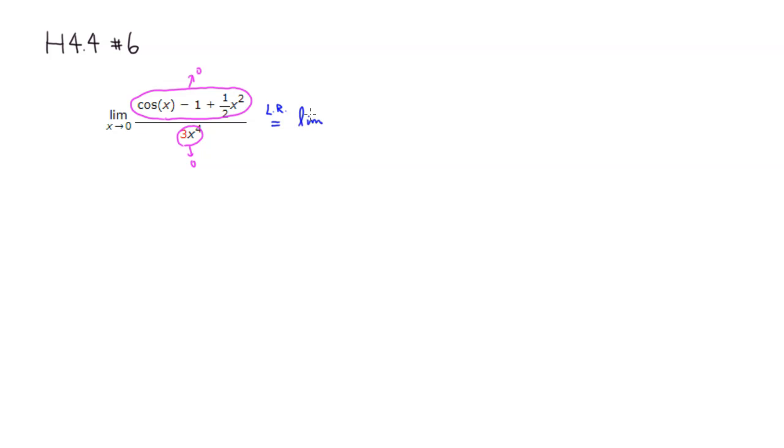So you have a limit as x approaches 0, and the derivative of cosine is negative sine of x, and the derivative of negative 1 is 0, plus the derivative of that is 2 times 1/2 is 1, so this is going to be just x. And the derivative of that is 12x cubed. Right? And then we're going to plug in. Again, the denominator approaches 0. And the numerator, sine of 0 plus 0, approaches 0 again.